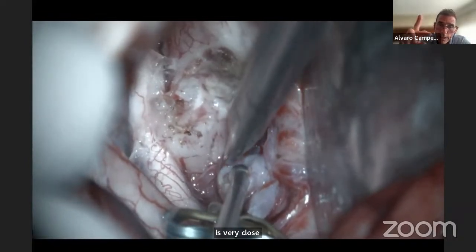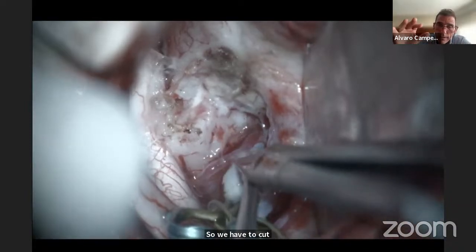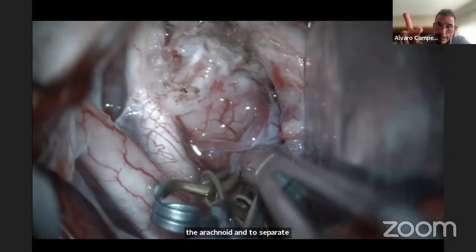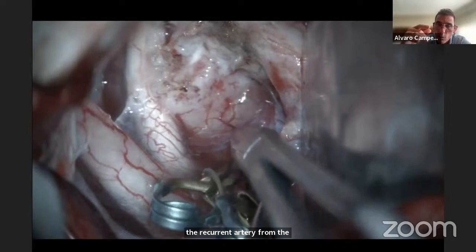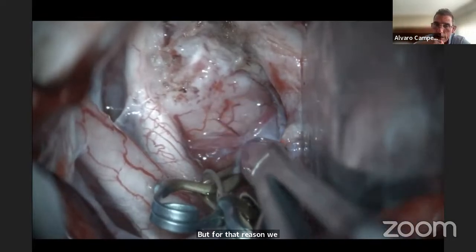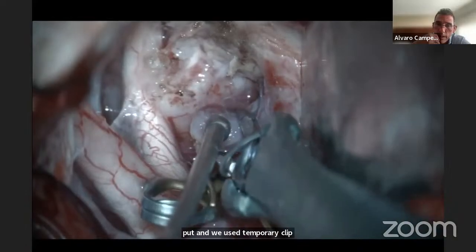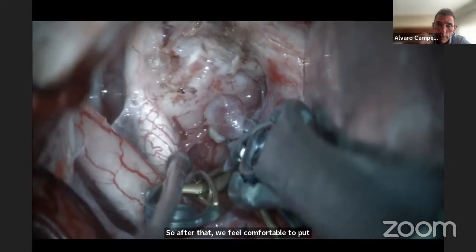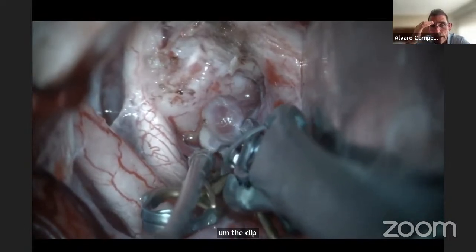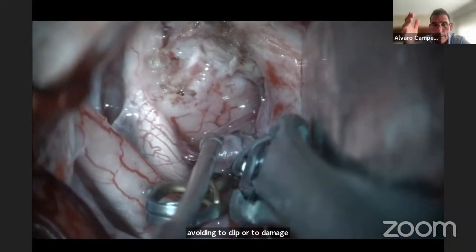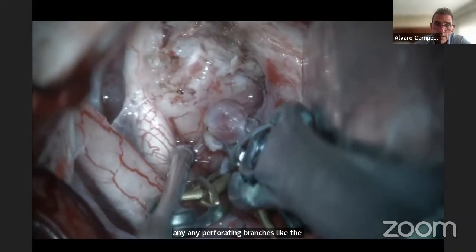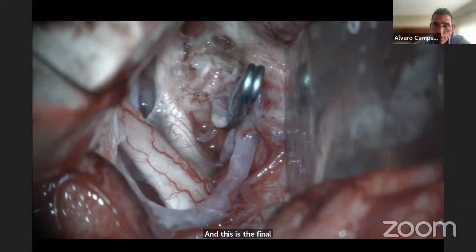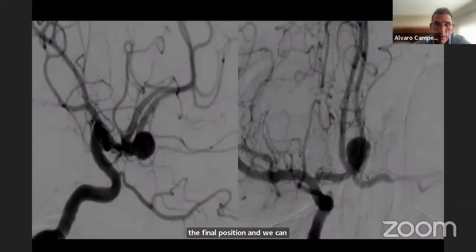So we have to cut the arachnoid and separate the recurrent artery from the aneurysm. So we are cutting, and for that reason we used a temporary clip. After that, we feel comfortable putting a clip, avoiding clipping or damaging any perforating branches like the recurrent artery. And this is the final position, and we can see all the anatomical things.